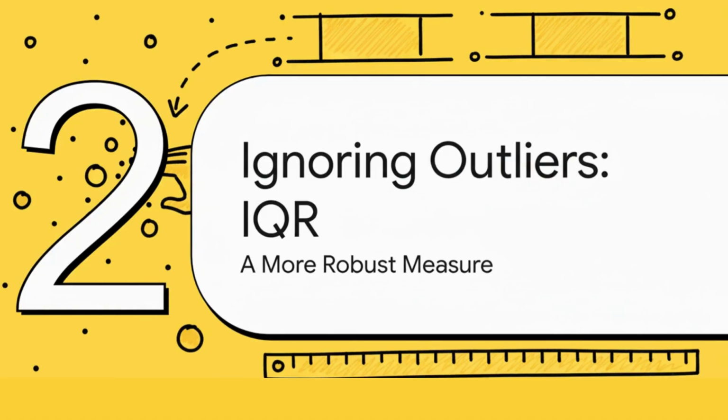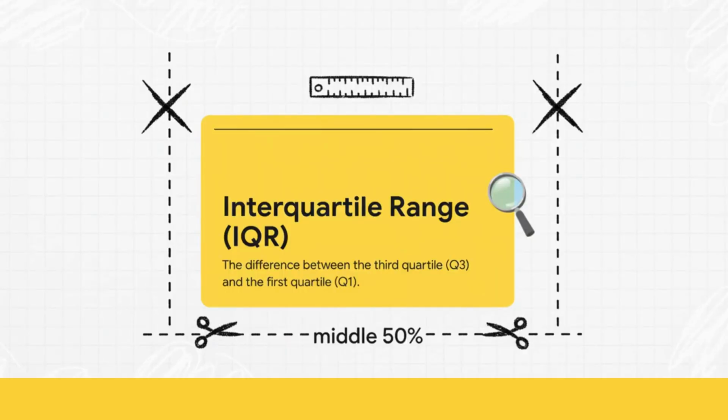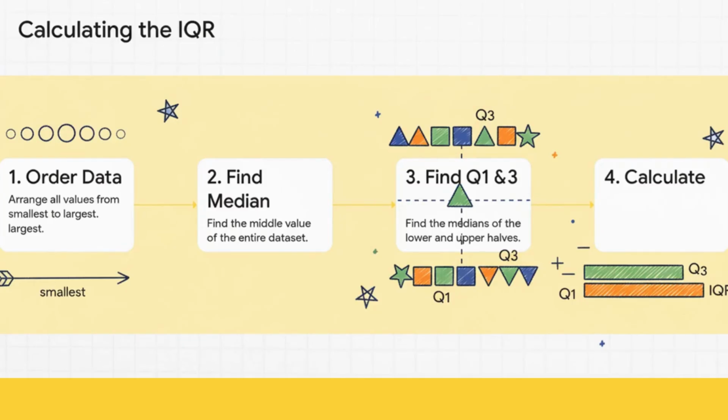And for that, let's bring in the interquartile range, or the IQR. Now, the IQR is super clever about this. Instead of looking at everything, it just lops off the bottom 25% and the top 25% of the data. It focuses only on the middle 50%, and then it calculates the range of that chunk. Pretty smart. And figuring it out is actually pretty easy. Here's how it works. First, you line up all your numbers, smallest to biggest.